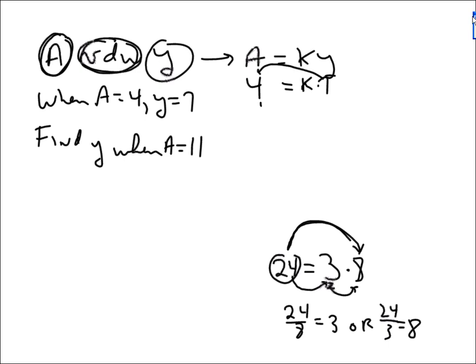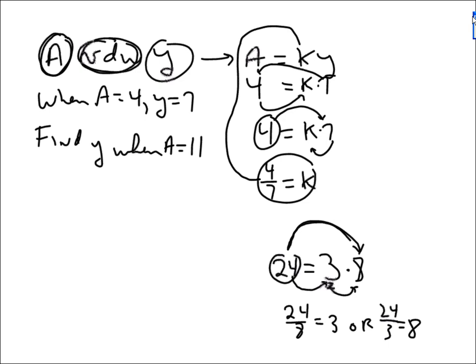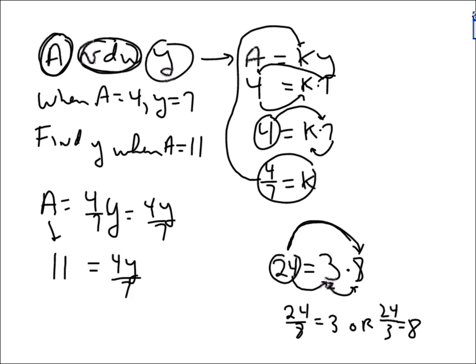4 divided by 7 gives you K. You take the answer to the product and you divide it, say, by 7, you get K. 4 over 7 is K. So now we know what K is. I plug it in right there. A is equal to K times Y, which is just 4Y over 7. They want us to find Y when A is 11. So A is 11, equals 4Y over 7.